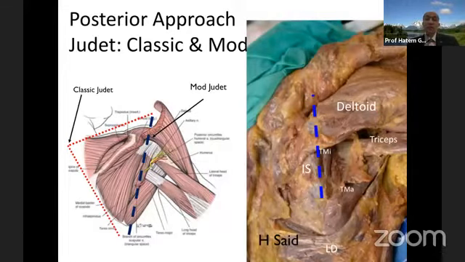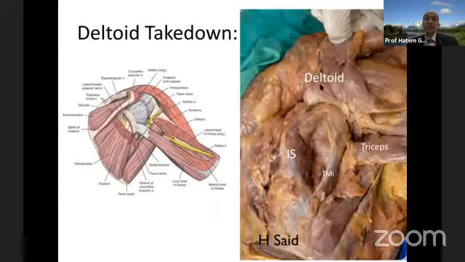So if we actually take off the deltoid, if we detach this part from the scapular spine, then we can easily find the infraspinatus, teres minor. We split them, and then we find the posterior scapula where most of the fractures will be, and also we can open up the joint to reach the intra-articular fragment.